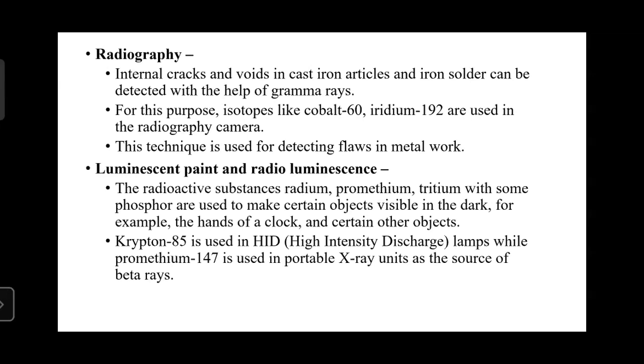Luminescent paint and radioluminescence. Radioactive substances like radium, promethium, tritium, with some phosphor, are used to make certain objects visible in the dark. For example, hands of a clock and certain other objects. Krypton-85 is used in HID, that is high intensity discharge lamps, while promethium-147 is used in portable X-ray units as the source of beta rays.